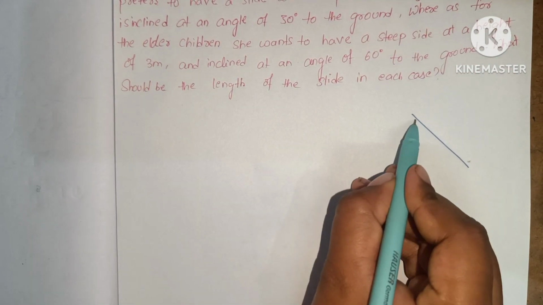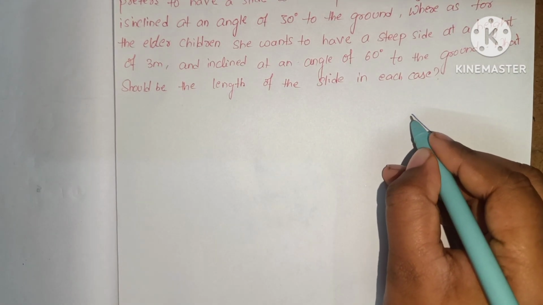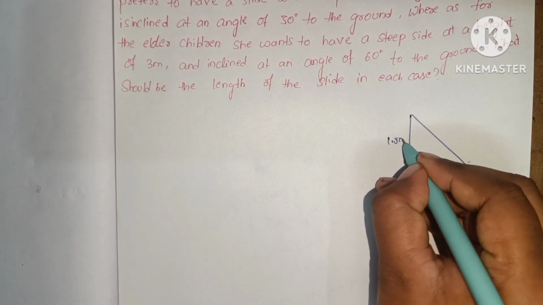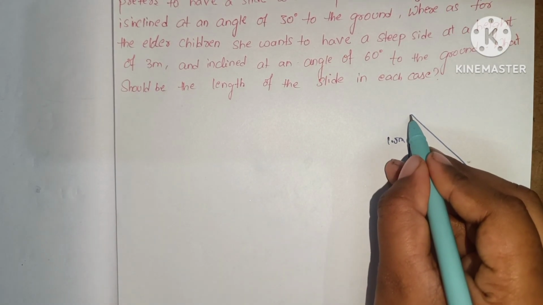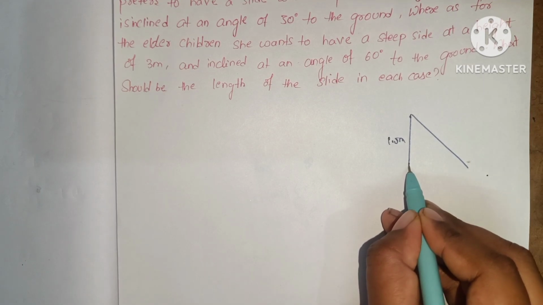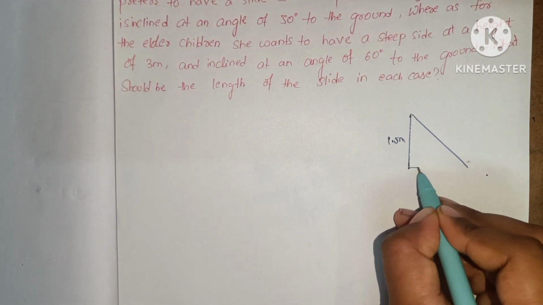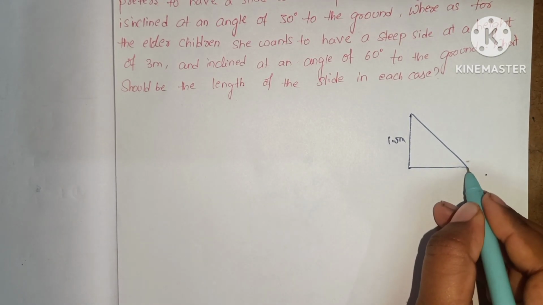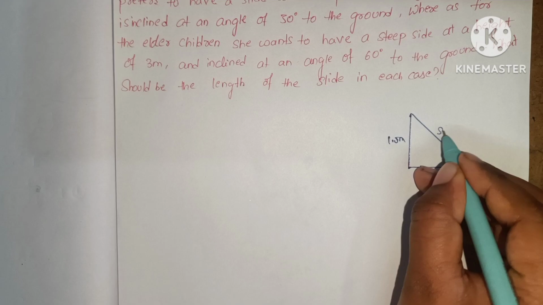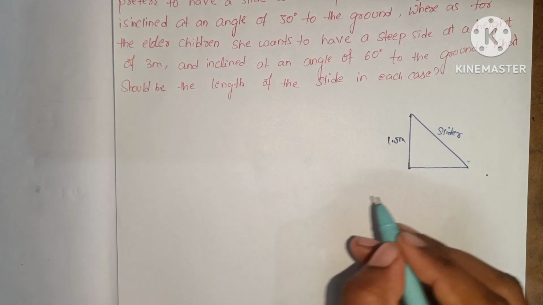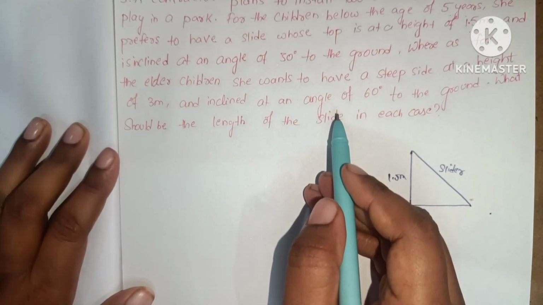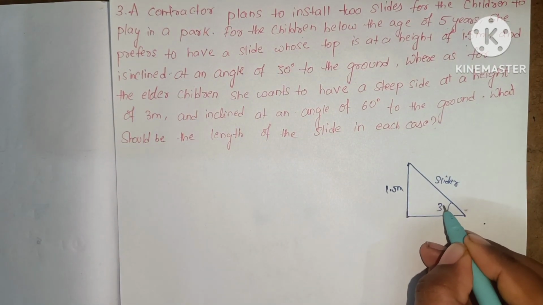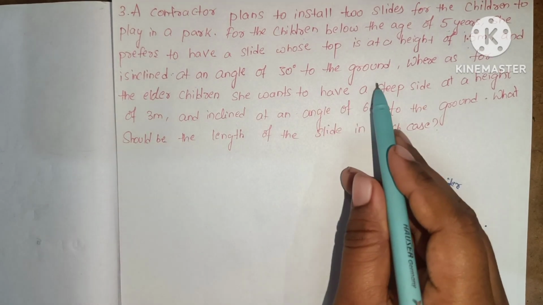So slider means it will be slant. This slider height, how much did he say? 1.5 meters. That means this is the slider. The slider height means from the top to the end. So I joined this point and the foot of the slider. This one is the slider. Now what he said is that it is inclined at an angle of 30 degrees to the ground.